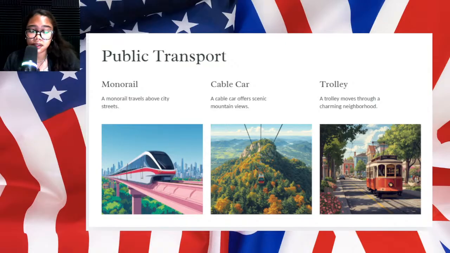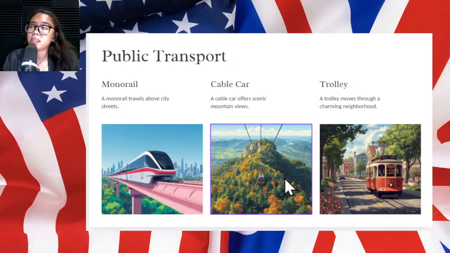Well, anyway, let's continue with cable car. Cable car is a mountain climber. This is the cable car, as you can see. Well, what is a cable car? A cable car is a unique vehicle that is pulled through the air by a very strong metal cable. So here it is mentioned that you can see that a cable car offers scenic mountain views.